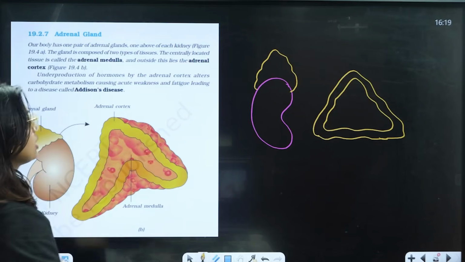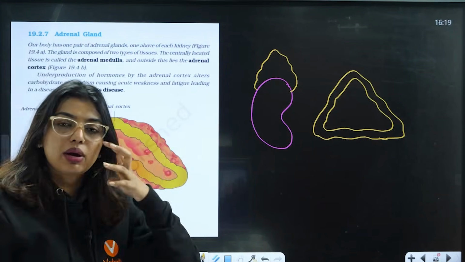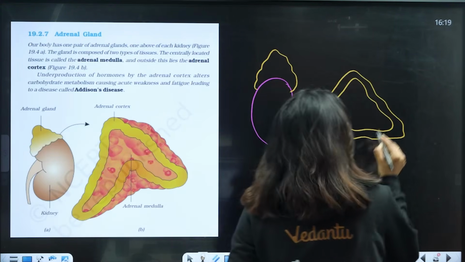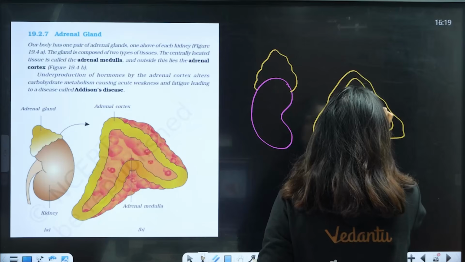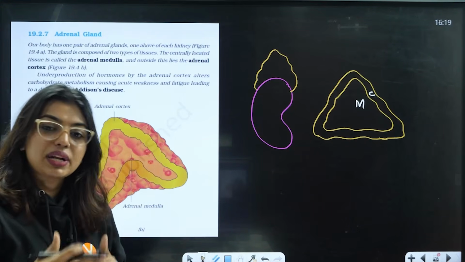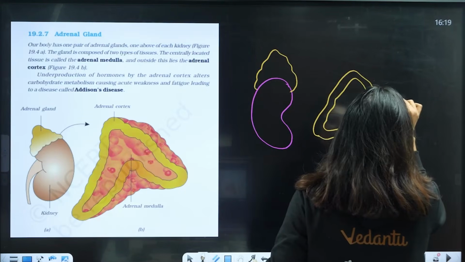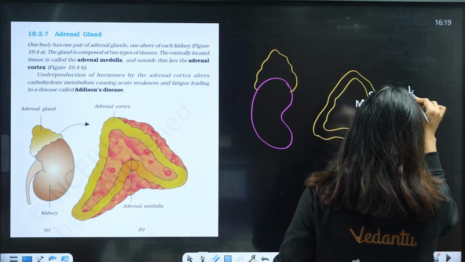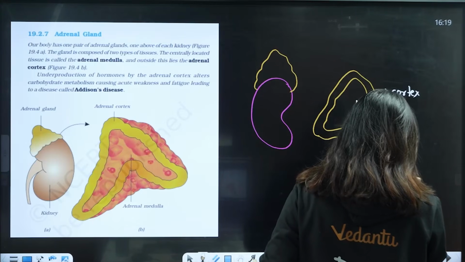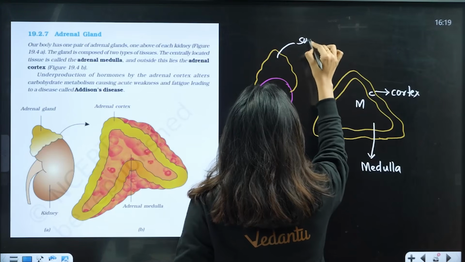So, students, the adrenal gland is suprarenal. Suprarenal means it is going to be above the kidney. In the adrenal gland, two regions are going to be present. If I take an enlarged region, this is the cortex and this is the medulla. Cortex and medulla secrete separate hormones. Clear? So this is your adrenal cortex and this is the medulla. This is suprarenal.